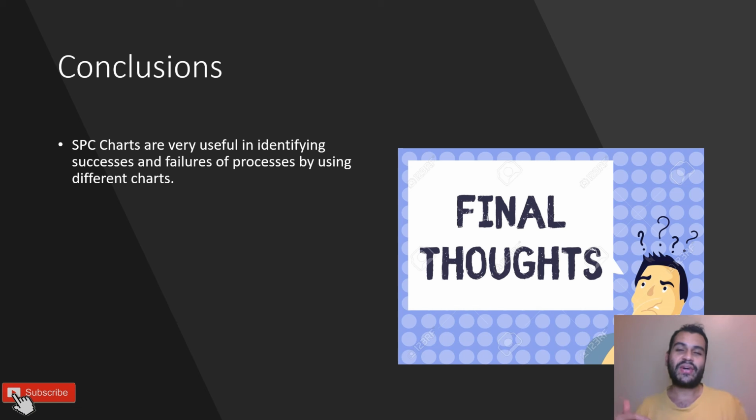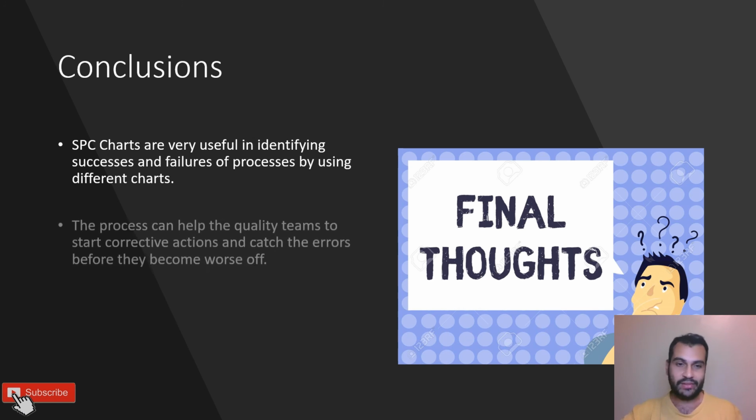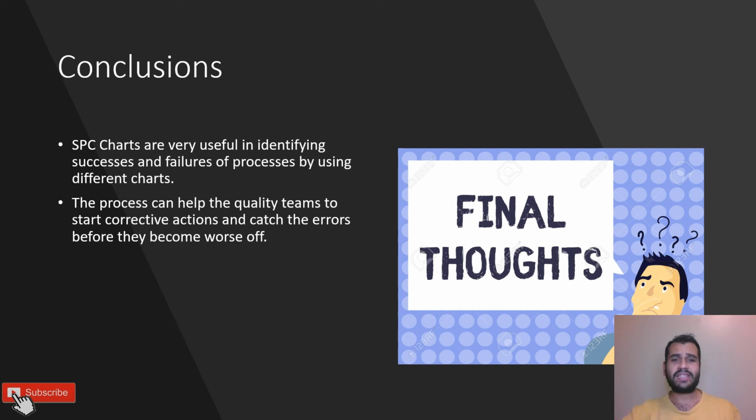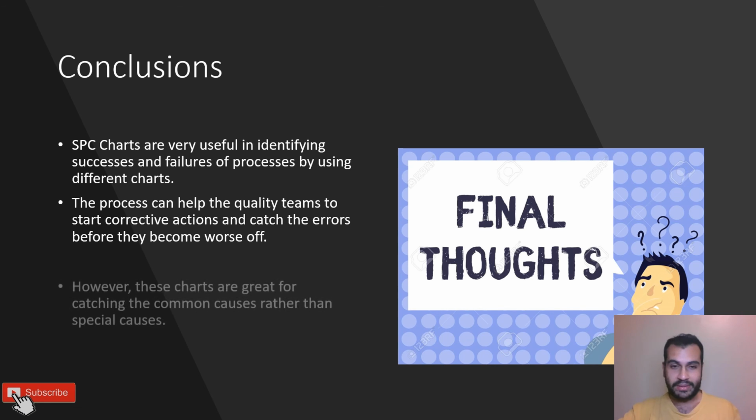Now, after this video, I hope you guys can see why Manchester United failed over the weekend against Everton, because they had a lot of problems in their processes, and I was so disappointed by it. I just can't begin to say it all out. Now, this process can help the quality teams to start corrective actions and catch the errors before they become worse. So, bringing in Cristiano Ronaldo after halftime, that's an error in the process, because how did he think that people are tired to play after the Champions League match?